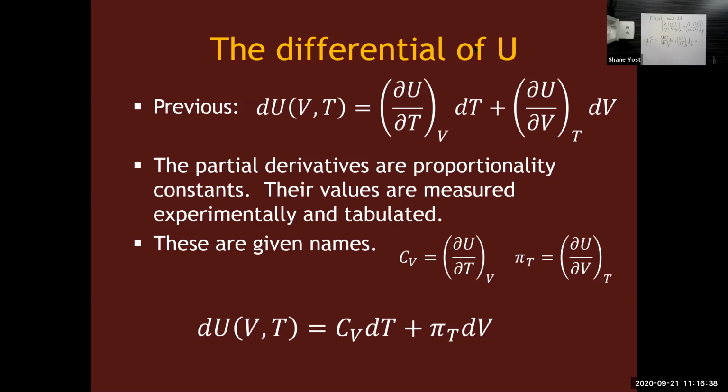Okay. So again, the change in internal energy is related to the change in temperature and the change in volume. How they're related is through these partial derivatives, which we've talked about and shown: the heat capacity at constant volume with respect to change in temperature, and the change in volume, which is related to a change in internal energy. This internal pressure, pi sub T, is called internal pressure.